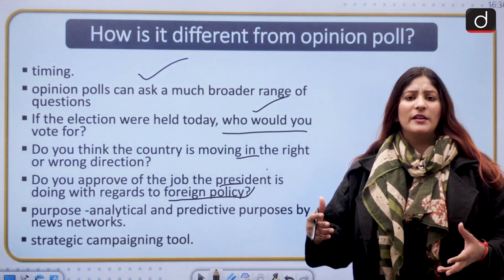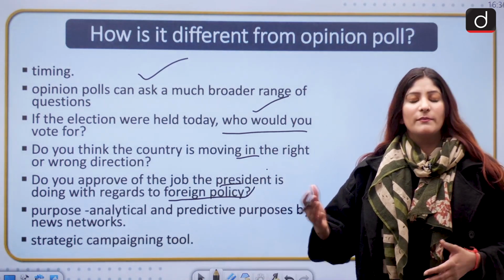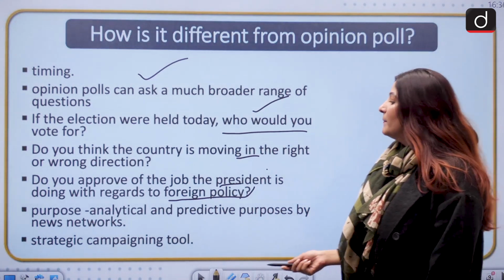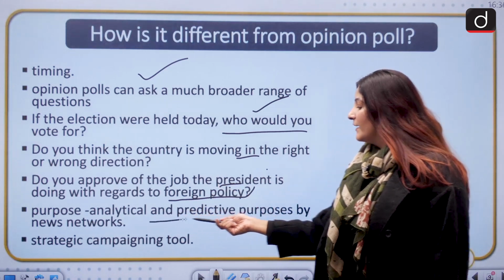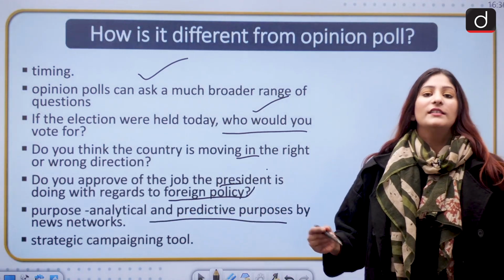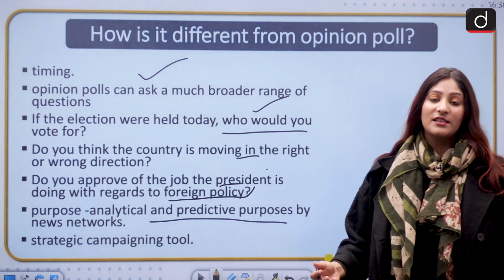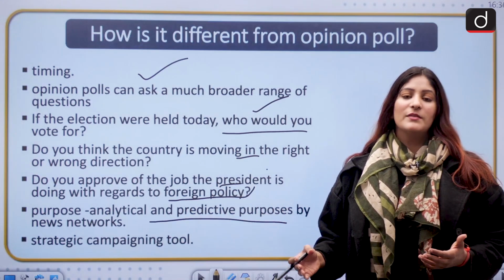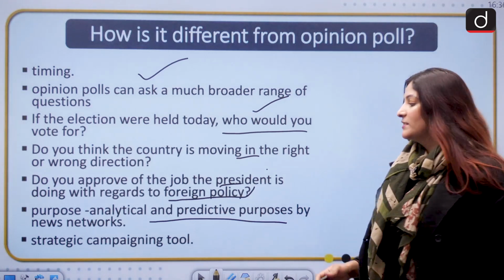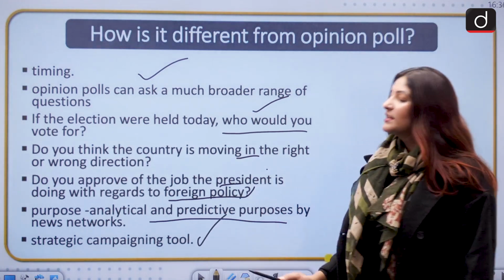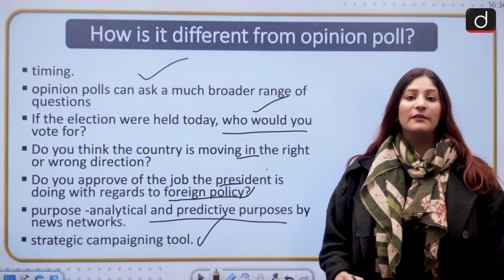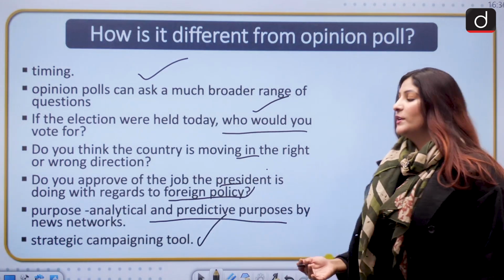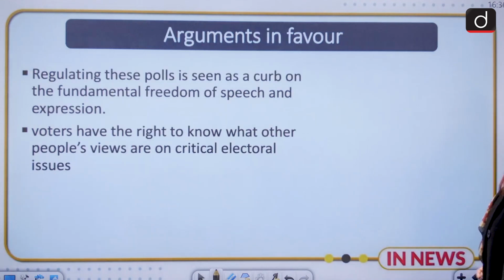I mean, in an opinion poll, of course, a clear-cut question could be asked, but also a broader range of questions could be asked, which is not the case with an exit poll. The purpose of the opinion poll is more analytical and predictive in nature. This is constructed by the news agencies. The news agencies try to gather as much data as possible and present them with subjectivity. Also, this opinion poll can be used by different political parties to do strategic polling, campaigning of the polling system.